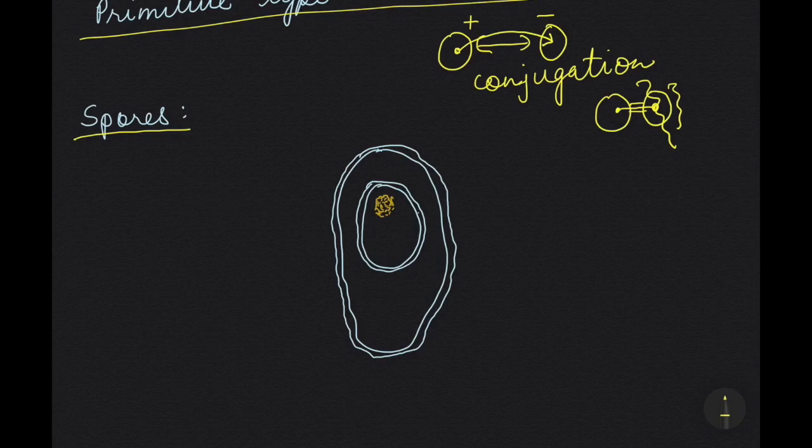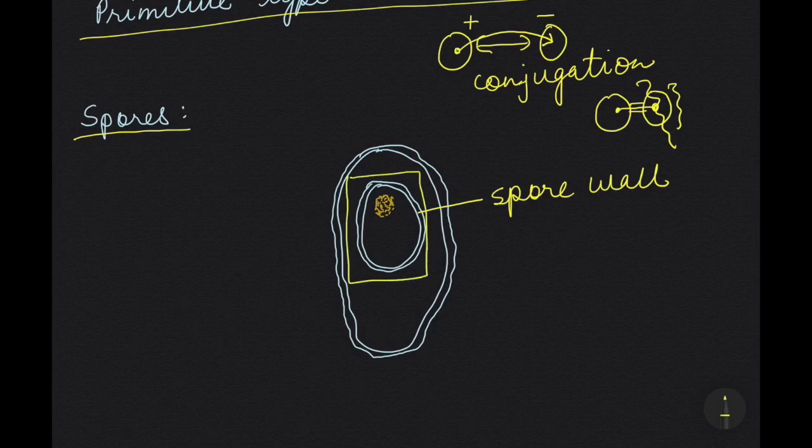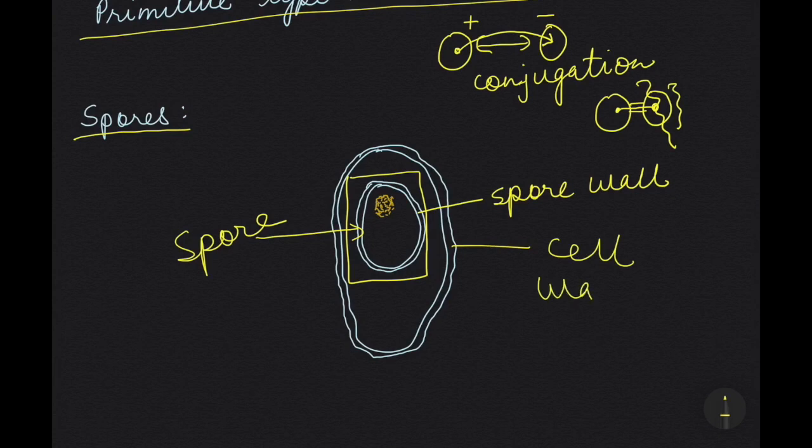Okay, that wall is known as the spore wall. This little rounded body, right in the middle, is known as the spore. Okay, so you can see that it is contained inside the original cell wall. This cell wall is of the bacterial cell.